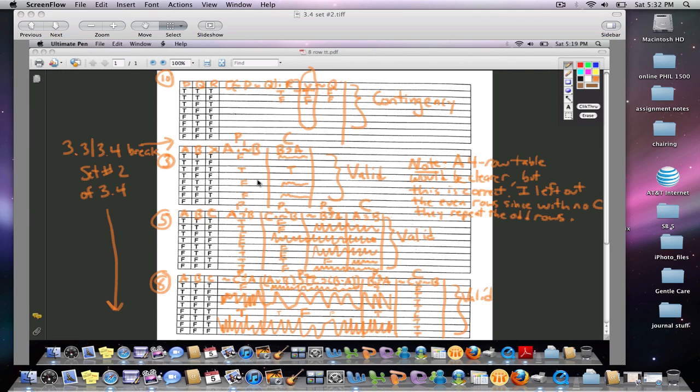Let me say one more time, make sure that you don't make this mistake, thinking that a case where all the premises are true and the conclusion is true makes an argument valid. That's not the case. Valid means that there's no way, no possibility for all the premises to be true and the conclusion false. So one instance where all premises and conclusion are true does not prove the argument valid.